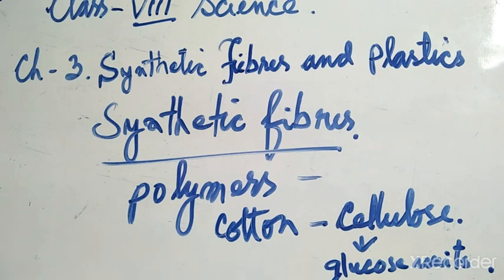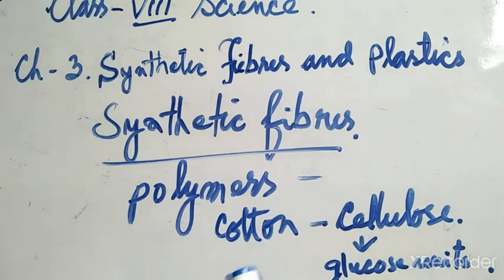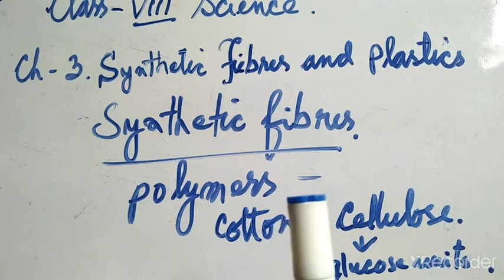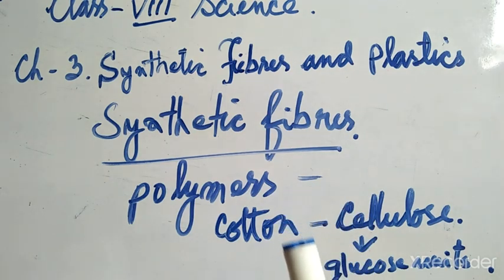So synthetic fiber is also made of a series of small units joined together, and each small unit is actually a chemical substance. Many such small units combine to form a large single unit called a polymer. Okay, next let's see types of synthetic fibers.